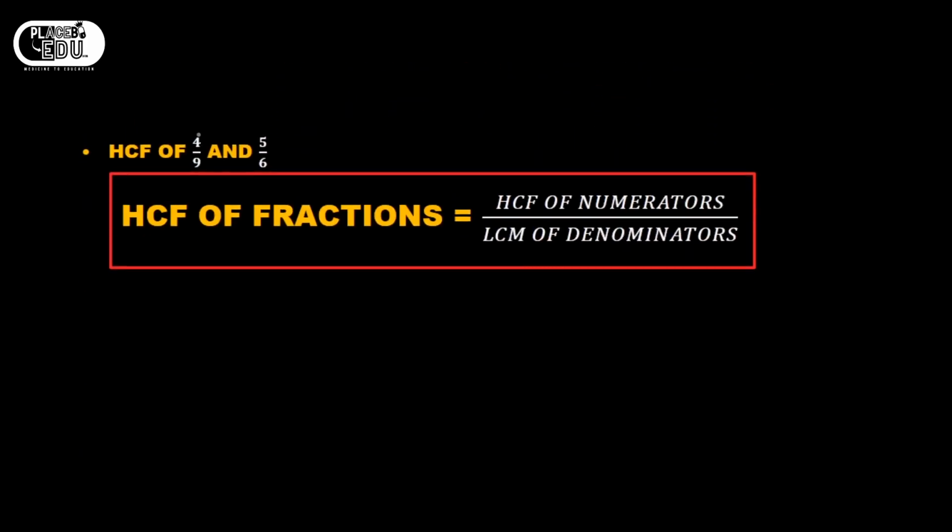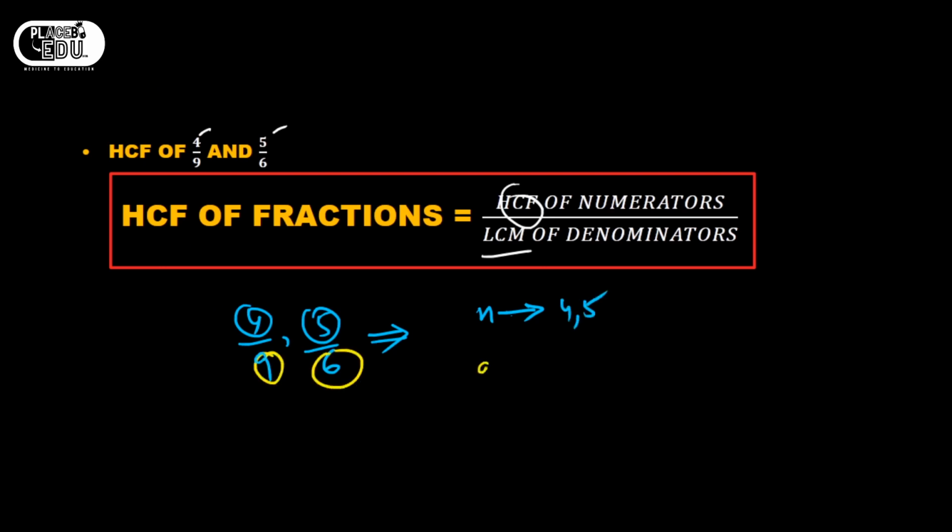HCF of 4 by 9 and 5 by 6. The HCF of fractions is the HCF of the numerators over the LCM of the denominators. Again, I'm going to write what the numerators and denominators are. The numerators are 4 and 5, right? Denominators are 9 and 6.